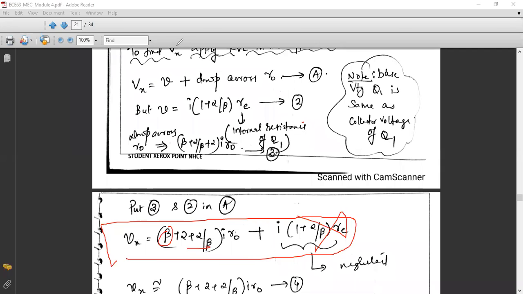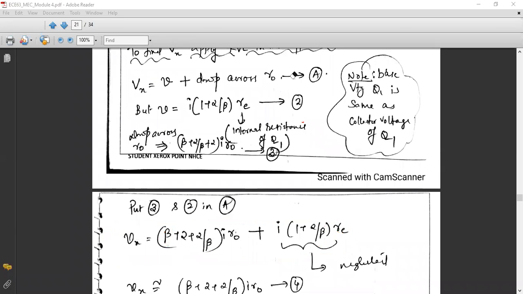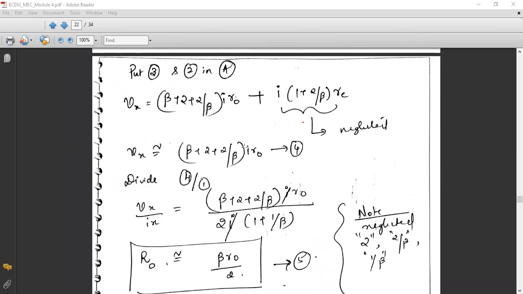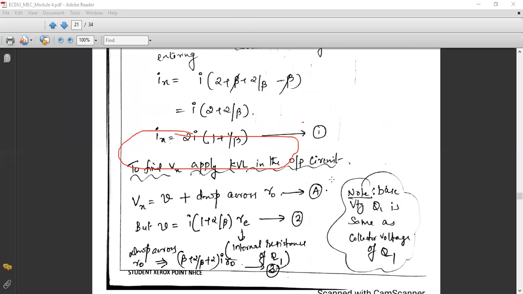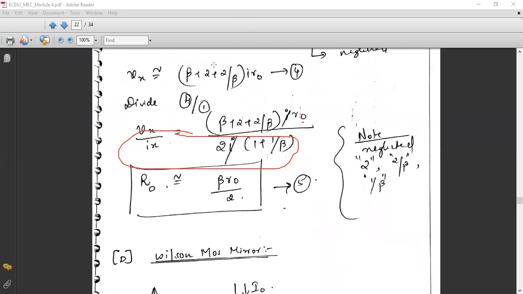Any doubts regarding this, students? So this is the approximate equation that I got for Vx. Now I have completed the equation for Vx as per equation number 4, and I have also done Ix as per equation number 1. Now, how are we going to write the equation for capital R0?